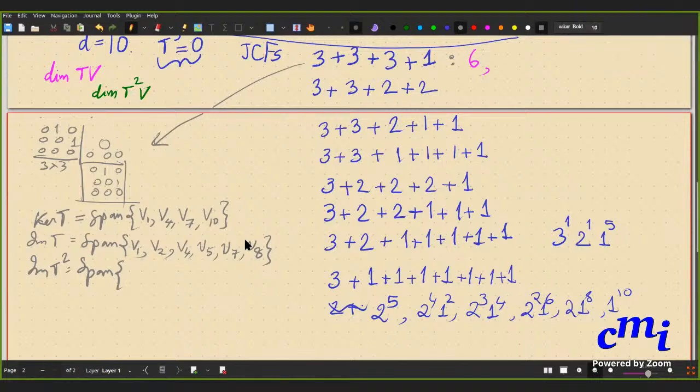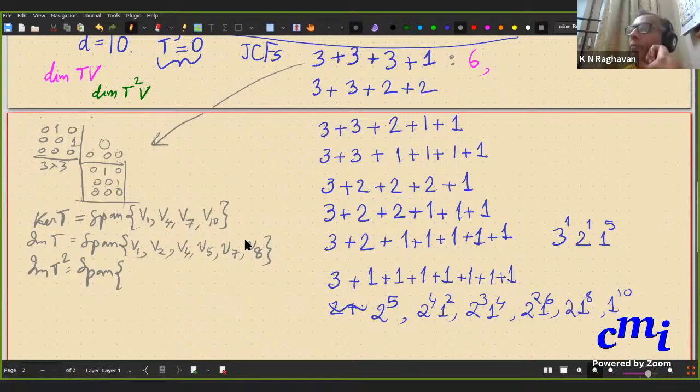Image of T square is a smaller space than image of T. Anything in image T square is definitely in image of T. So it is going to be some of these. So let us just look at these and look at where they are going.